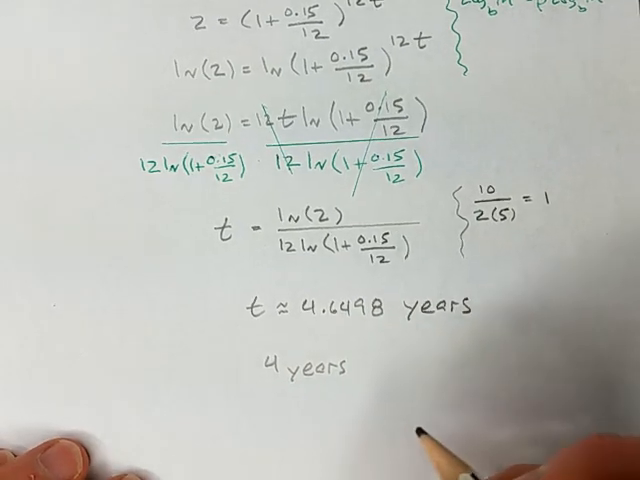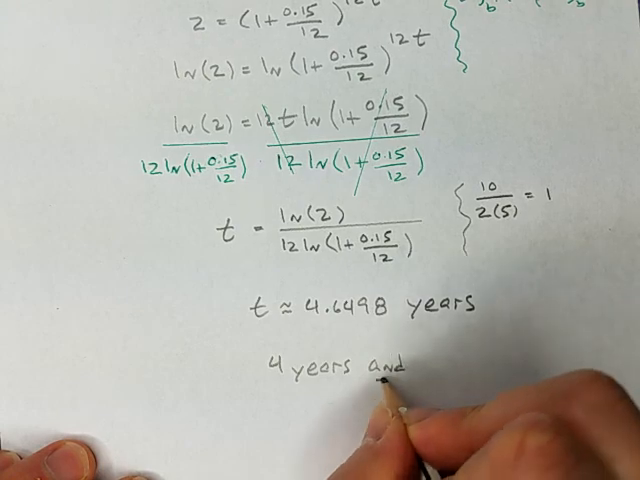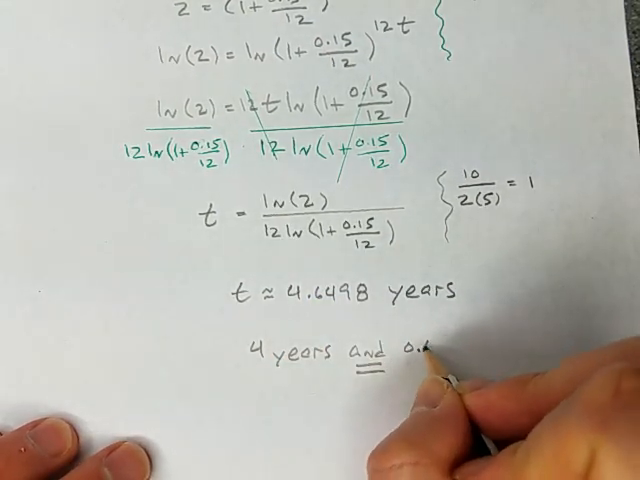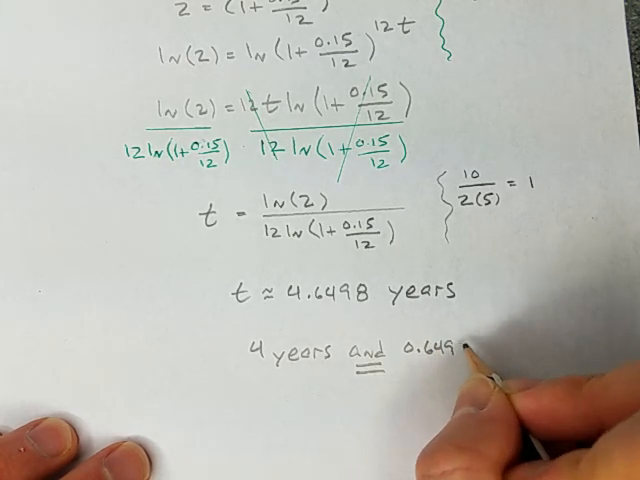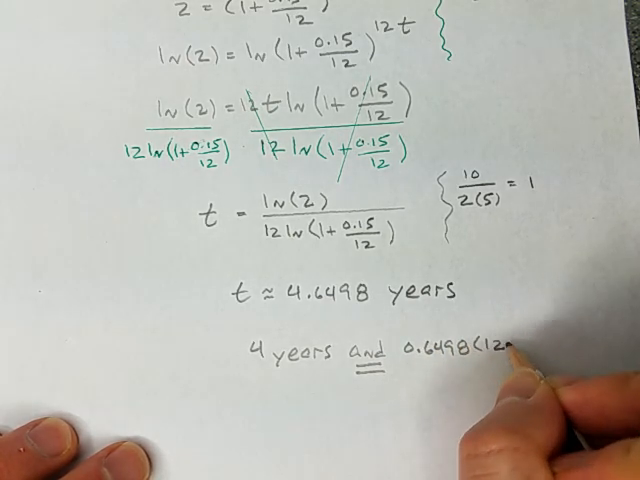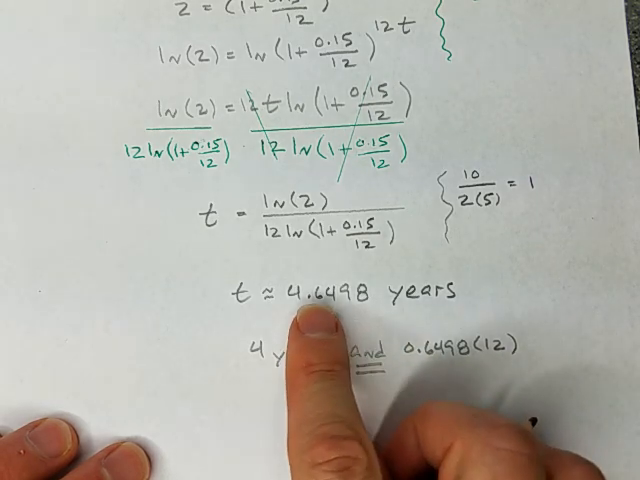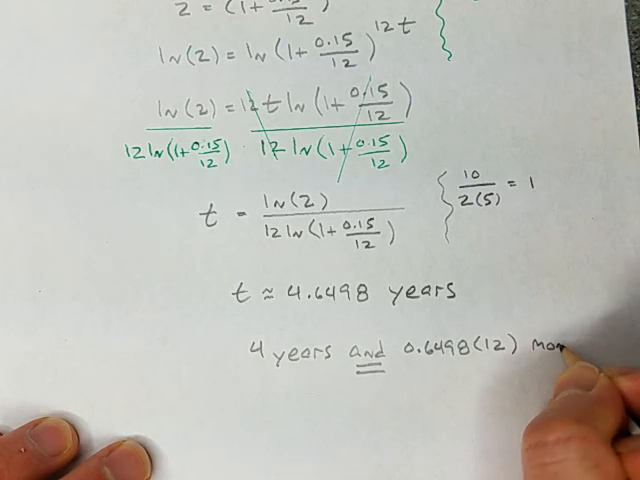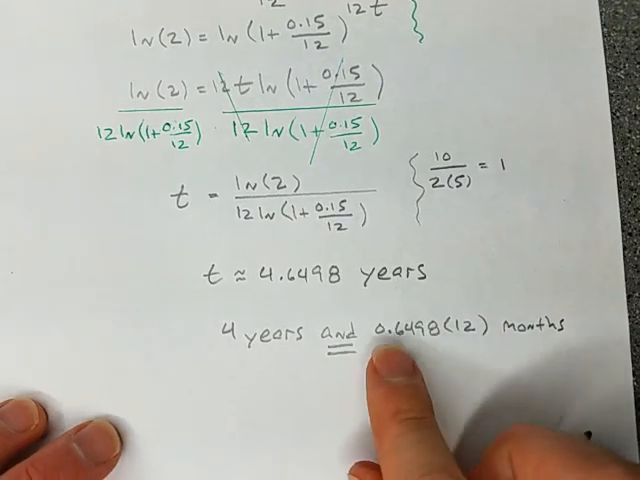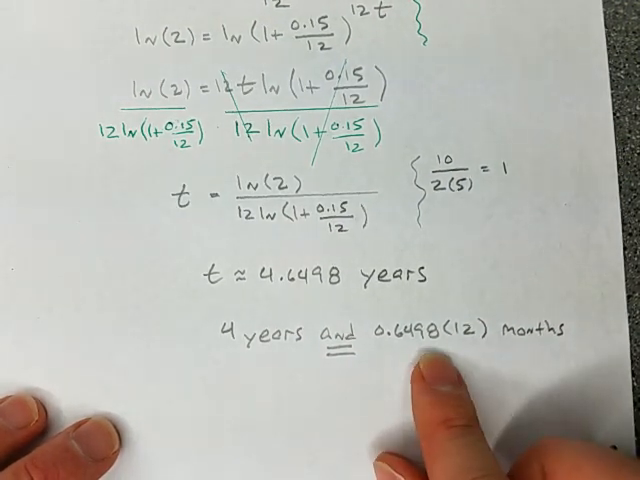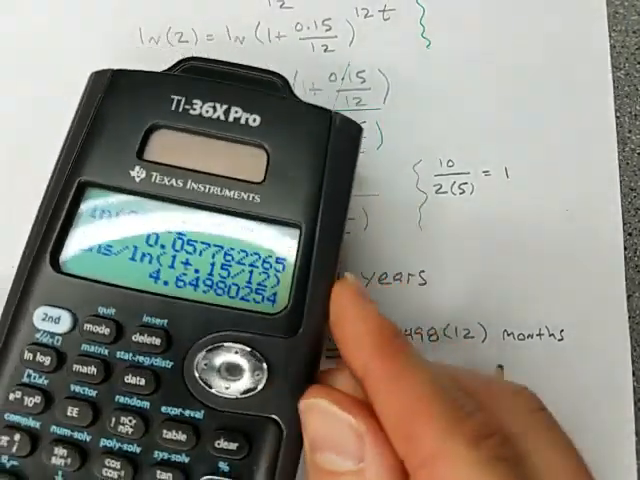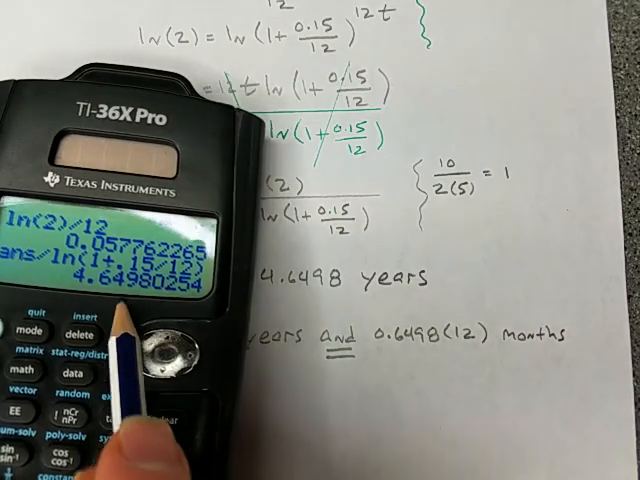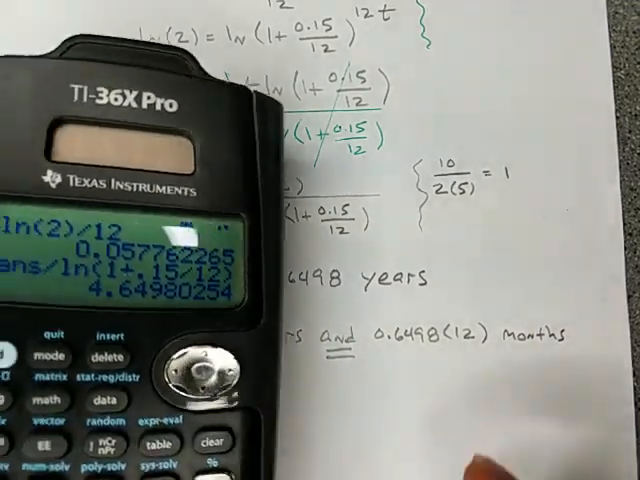Okay? So I can do like this. I can say 4 years and take that decimal, 0.6498, so on, times 12. That will convert this decimal portion of that number to months. So this will be 4 years and this many months. All right? Let's do the math on that. Now, it would be best if we didn't round anything. Notice how I didn't write that whole decimal down, okay? But it's my calculator.